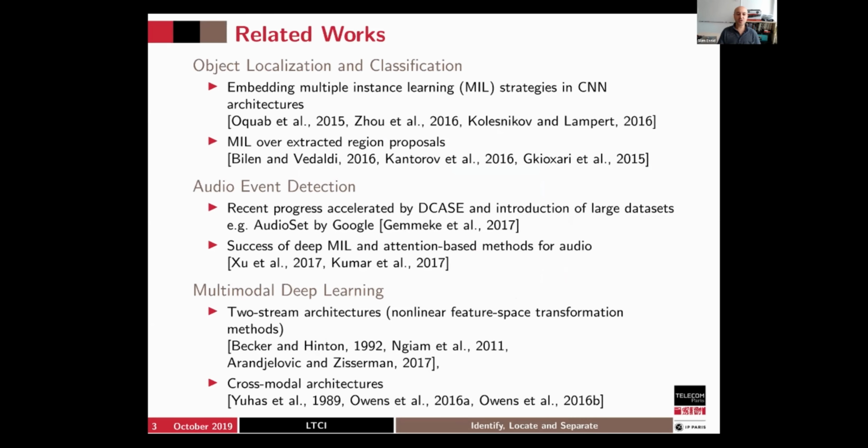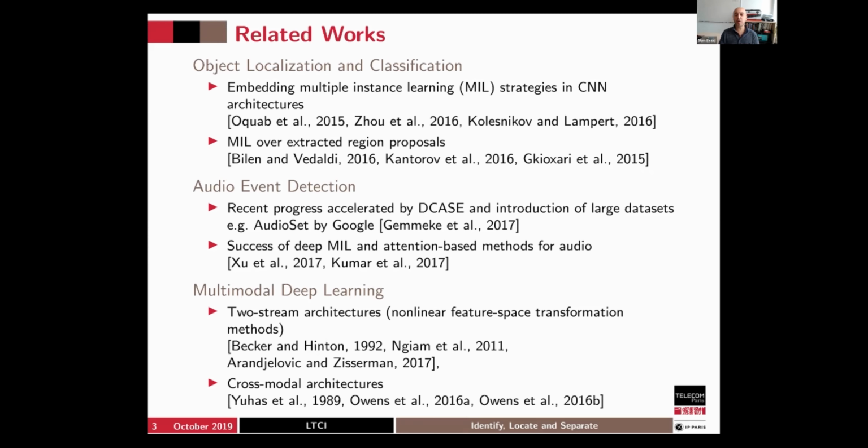So our approach to this problem adopts the idea of multiple instance learning, as in previous works in computer vision, for instance, on object localization and classification, where multiple instance learning strategies have been particularly embedded in CNN architectures. The main trick being the use of so-called region proposals, that is, candidate bounding boxes for the objects to be detected. And the problem then amounts to jointly selecting the right bounding box and classifying the object enclosed.